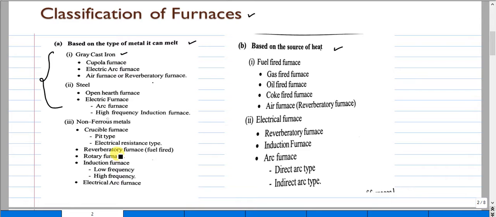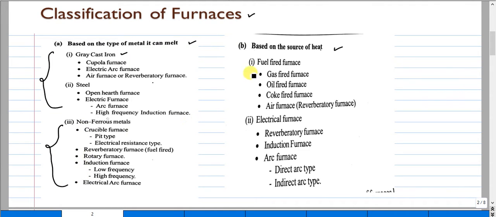If you want to melt non-ferrous material, for example aluminium, we have crucible furnace. In crucible we have two types: pit and electrical resistance type. And we have reverberatory furnace, that is fuel fired, rotary furnace, and induction furnace. Induction again of two types: low frequency and high frequency, and electric arc furnace. So here we will cover most of the furnaces. In case you want to melt non-ferrous material, following are the classification.